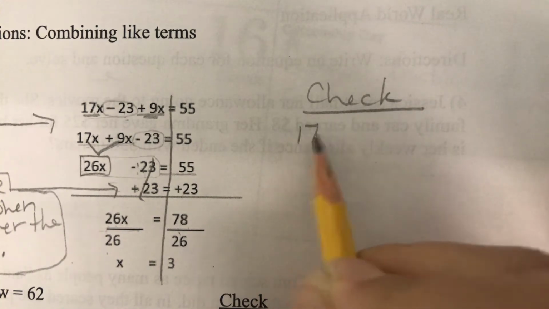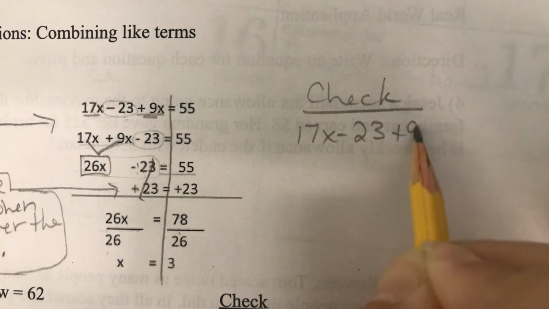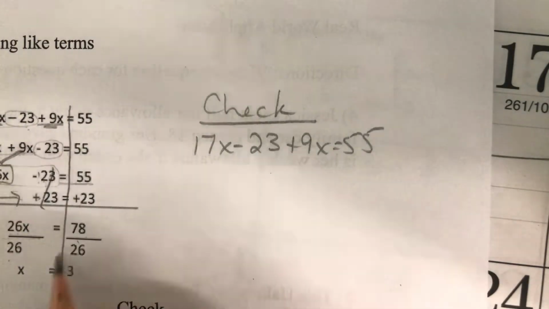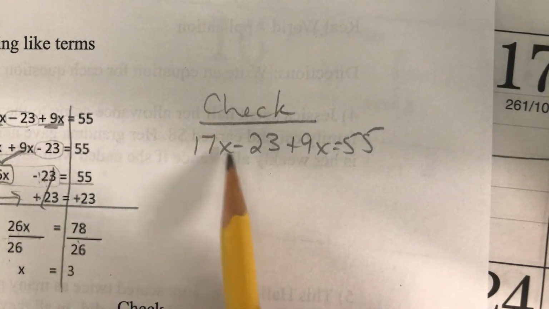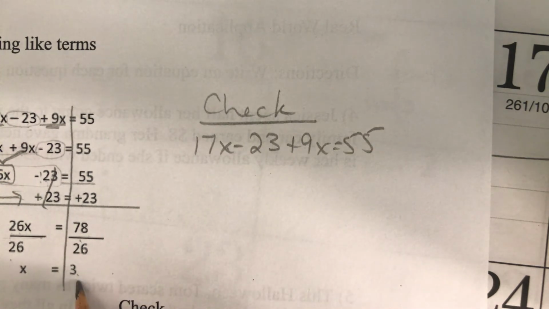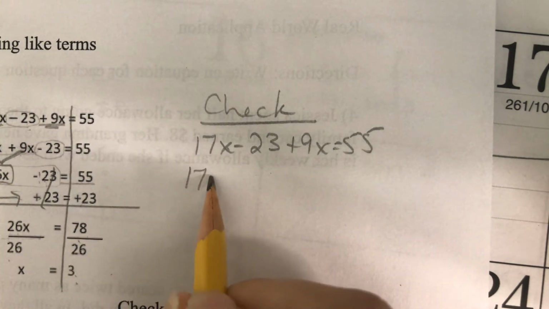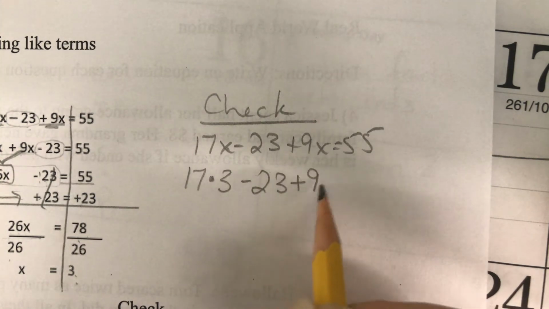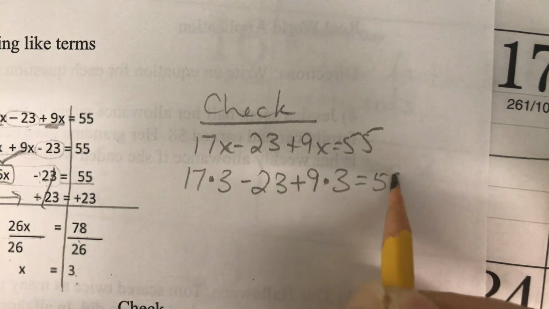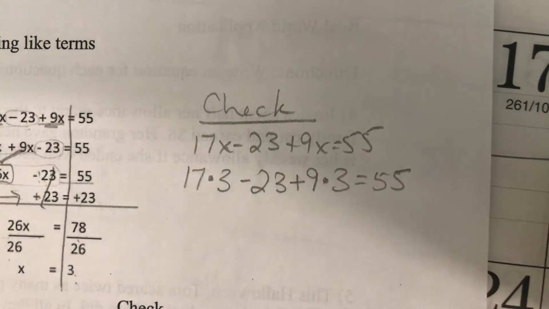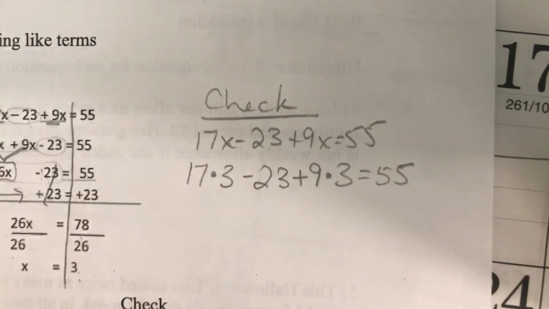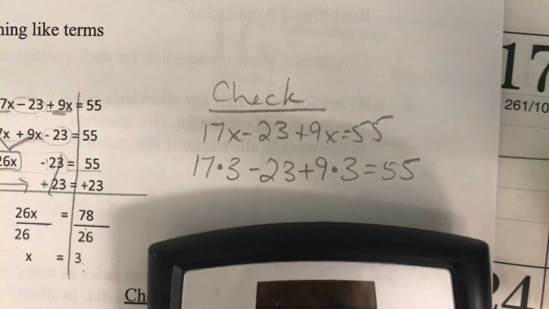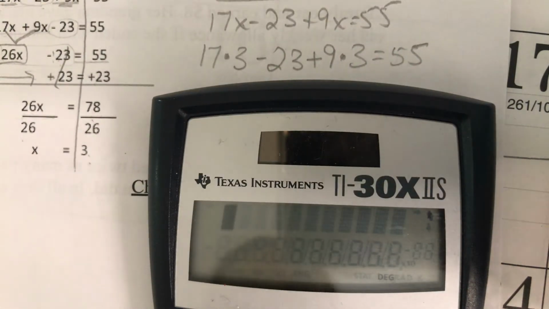So I'm going to rewrite the original. So now anywhere there's an x, we plug in what we believe our answer is here of 3. So 17 times 3 minus 23 plus 9 times 3 equals 55. Now I don't want the check to be a hard thing, so I'm going to come to my calculator. I want this to be an easy thing. We're looking for 55. So I'm going to type it all in.